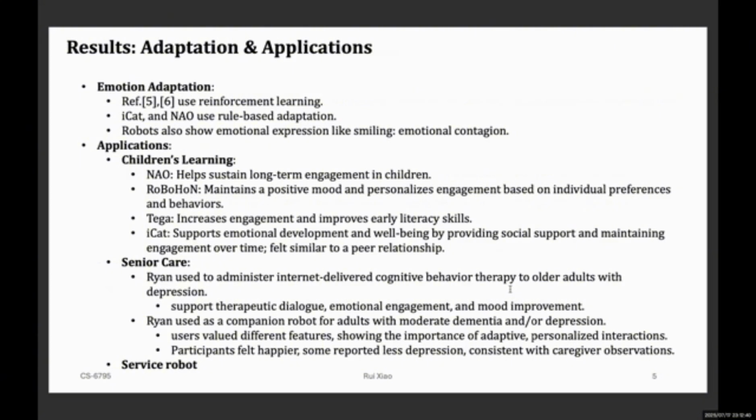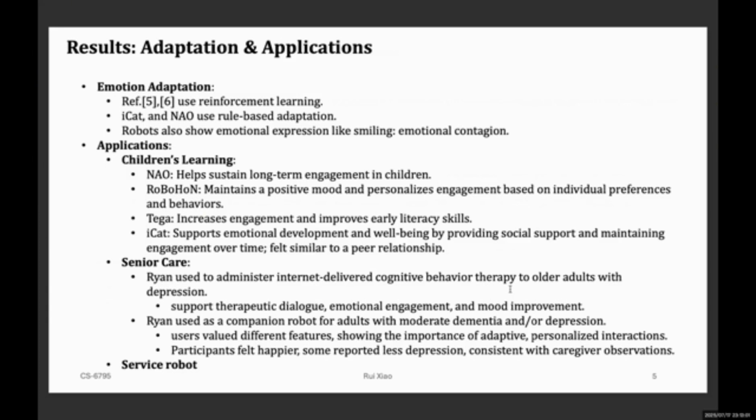There are two strategies used in emotion adaptation. The first one is reinforcement learning. Robots learn from human feedback over time, and they will select the most effective actions. The second one is rule-based adaptation. Robots will follow pre-programmed rules.